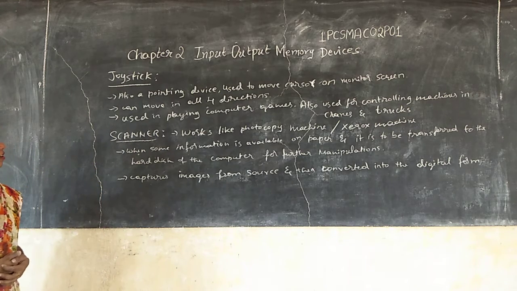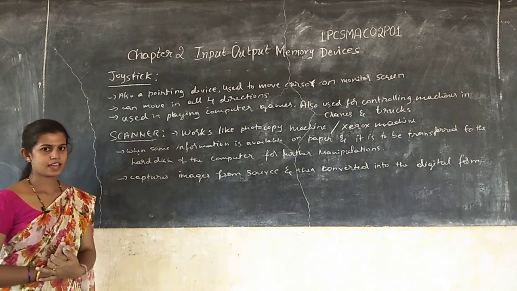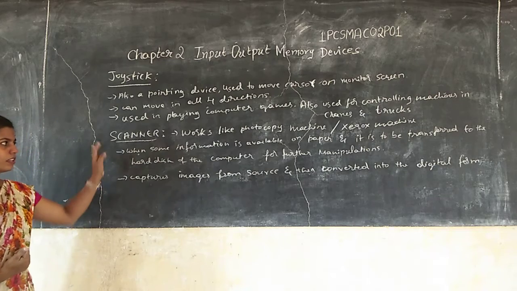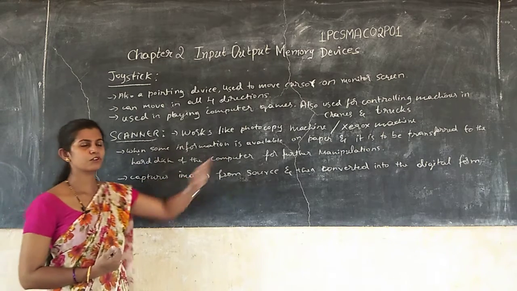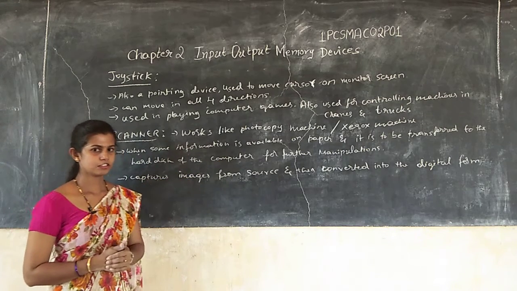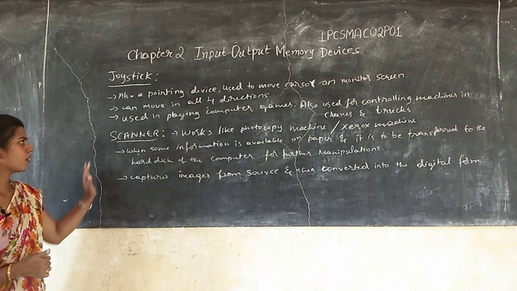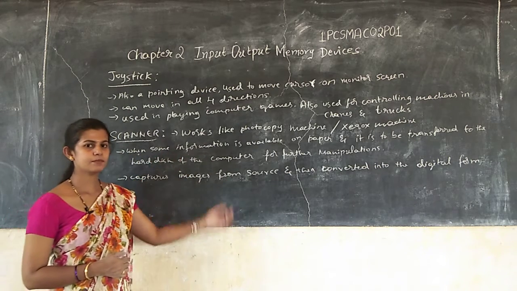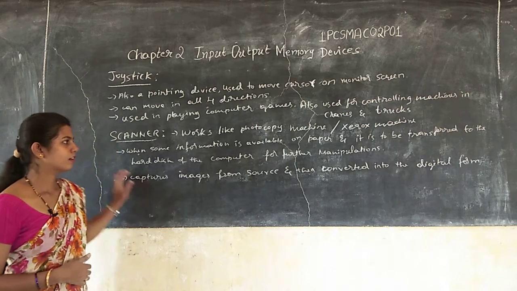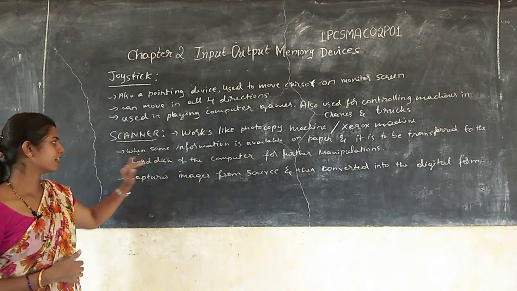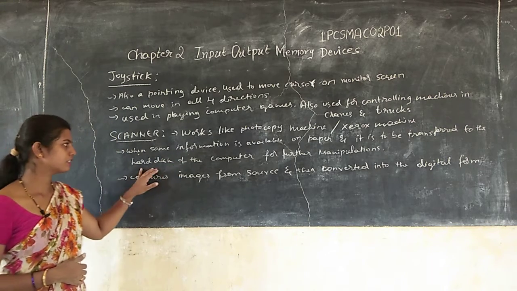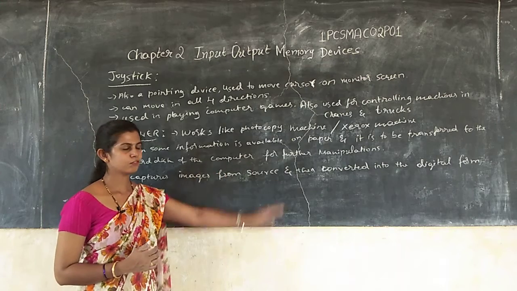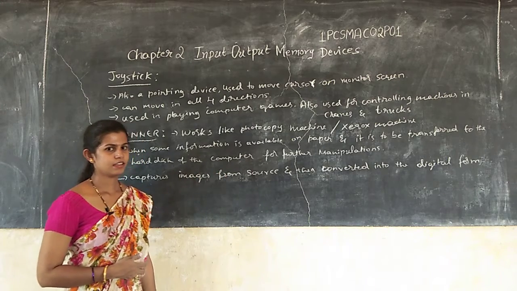The next type of input device is a scanner. The scanner works like a photocopy machine or Xerox machine. When some information is available on paper and we want to transfer that information to the hard disk of the computer for further manipulations, we use the scanner.